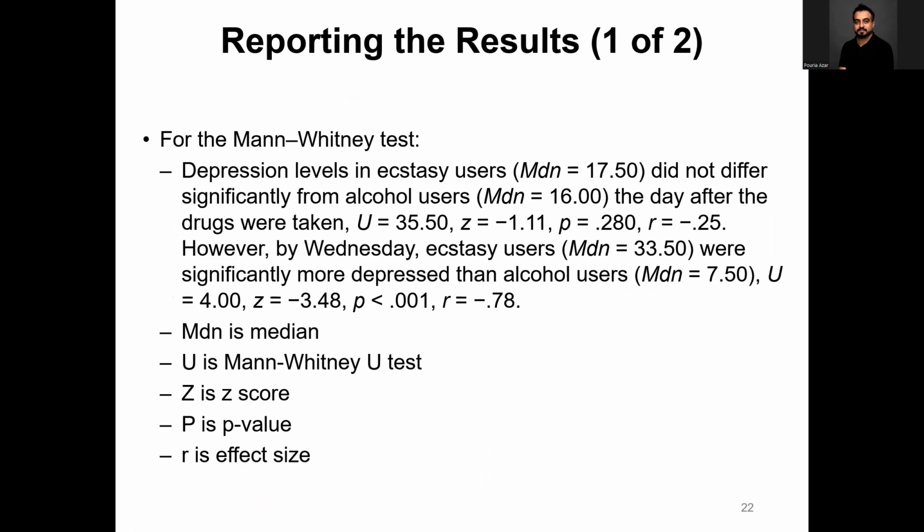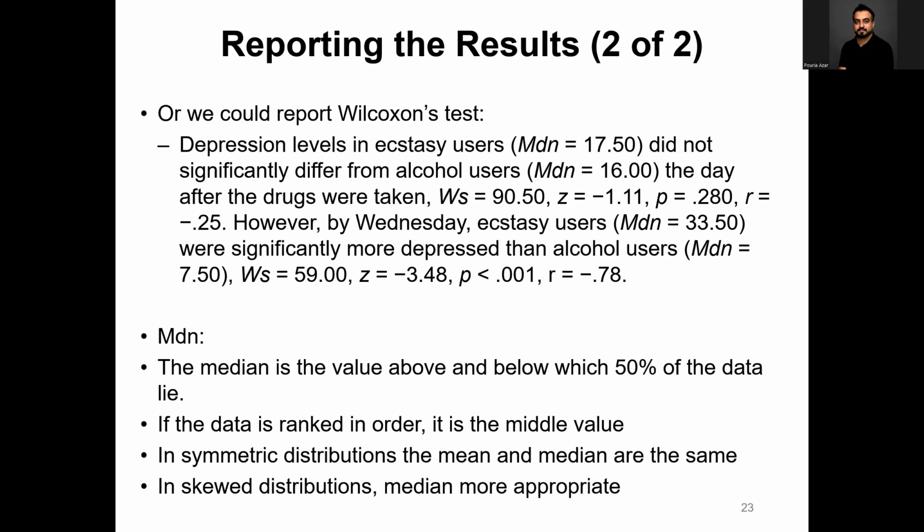Or we can also report the Wilcoxon test instead of the Mann-Whitney U test. We have to follow the same rule for reporting the result for Wilcoxon's test, but instead of U, I would say Ws, which stands for Wilcoxon's test. And remember, the median is the value above and below which 50% of the data lie.